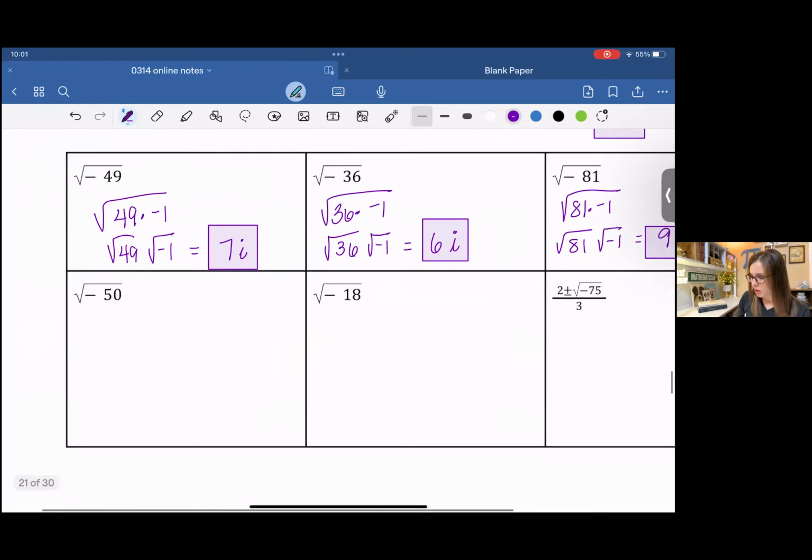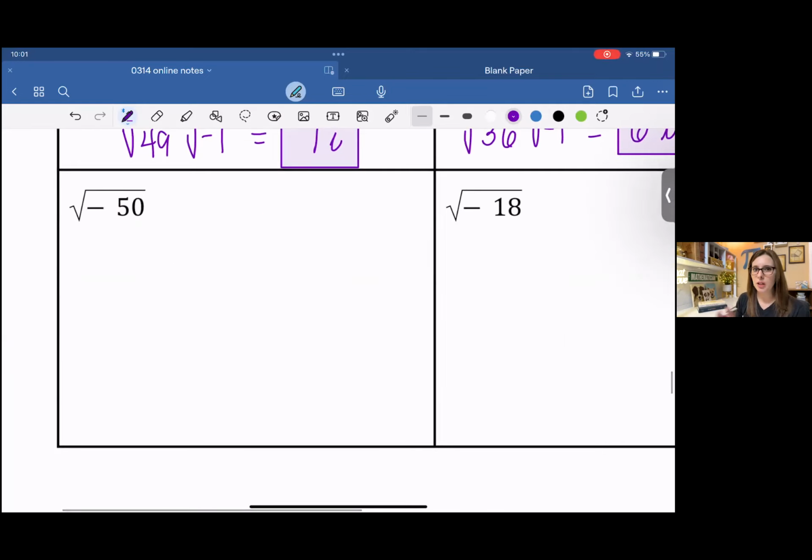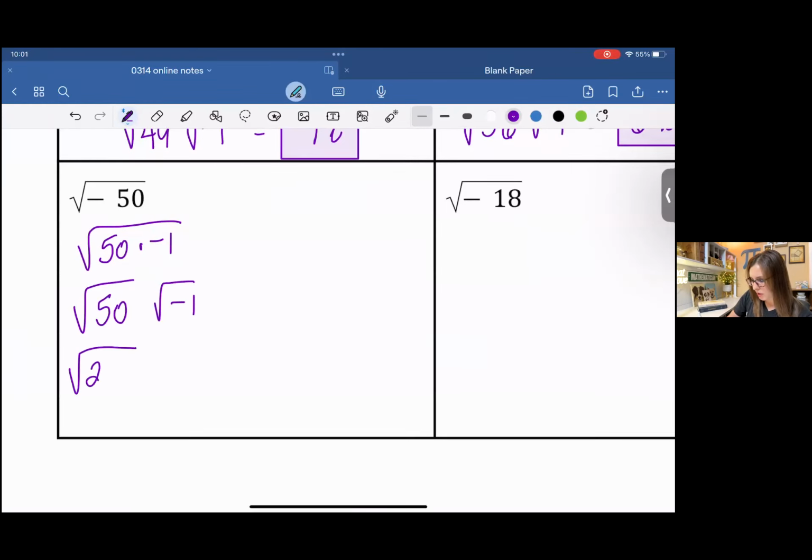Okay, the square root of -50. We're still going to approach this the same way as we would any normal square root. It is a normal square root, it's just that we have a negative under there. So we're going to break this up into 50 times -1, and then the square root of 50 times the square root of -1. Now we have that positive number that we really need to help us simplify. I'm going to use perfect squares.